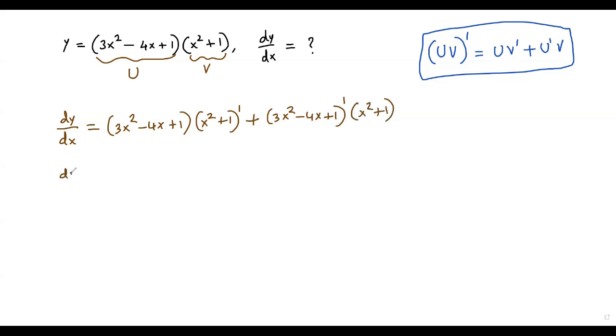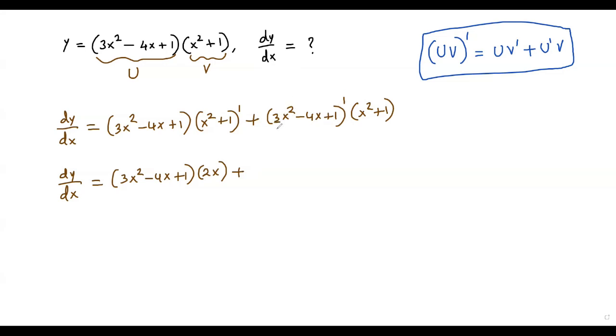Now dy over dx is equal to, we have to keep the first term as it is, that is 3x square negative 4x positive 1. Times x square positive 1 prime, that means we have to get the derivative of x square positive 1 with respect to x. When I find the derivative of this constant 1, it will become 0. So the derivative of x square with respect to x is just 2x, positive. Now I have to get the derivative of this one because we have prime over here. So here x square is a term which contains the variable.